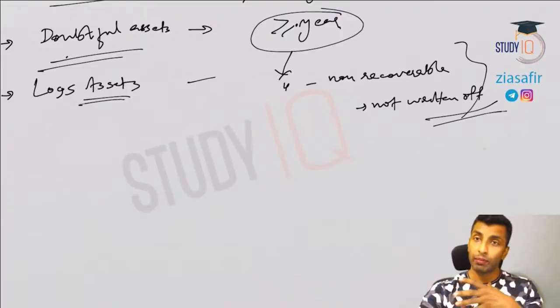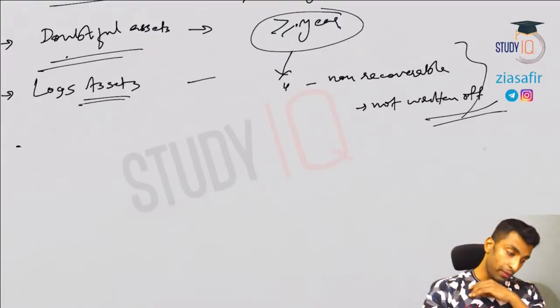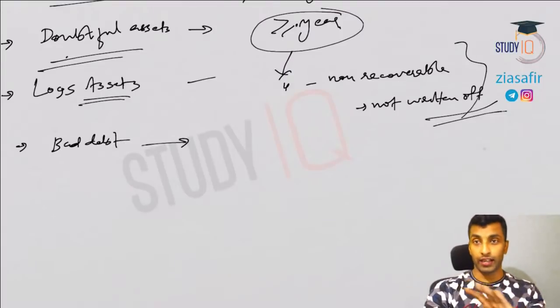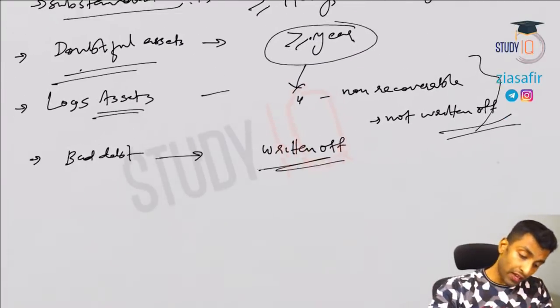So loss asset means it has been identified by the authorities as non-recoverable but not written off. Then what will be bad debt? Bad debt is actually written off from the balance sheet. So these are the classifications of NPA.